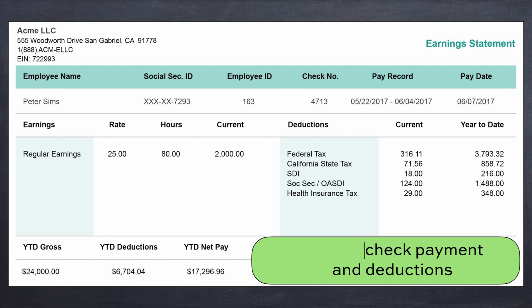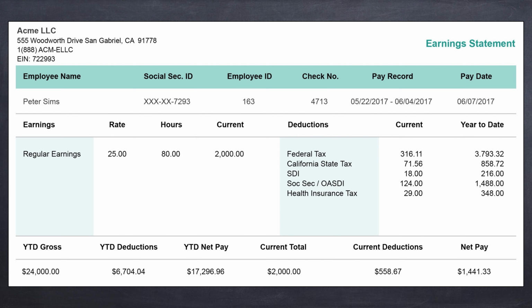And then finally, let's take a look at the current check payment and deductions. It's going to be the same thing. The current total, which we did earlier with rate times hours, was $2,000 paid in this paycheck. We calculated the deductions: he had $558.67 taken out. So you just subtract that, and that's going to be his net pay, $1,441.33. So I hope this video helps and you now understand how to read an earnings statement and a check.